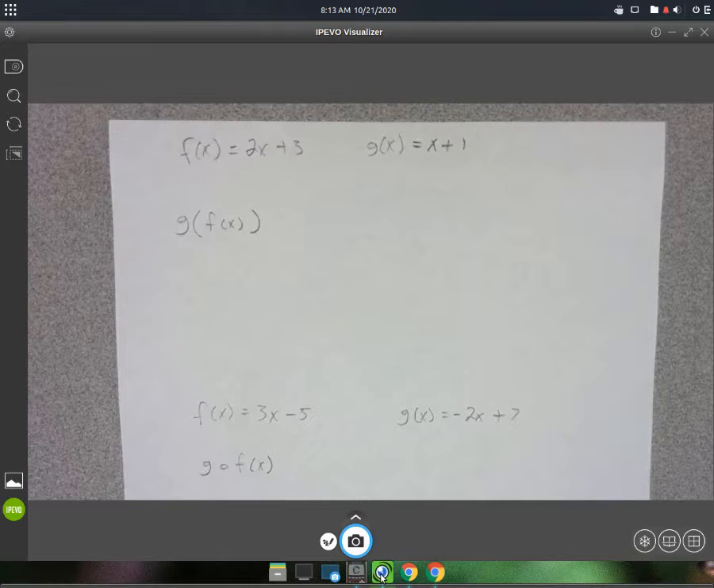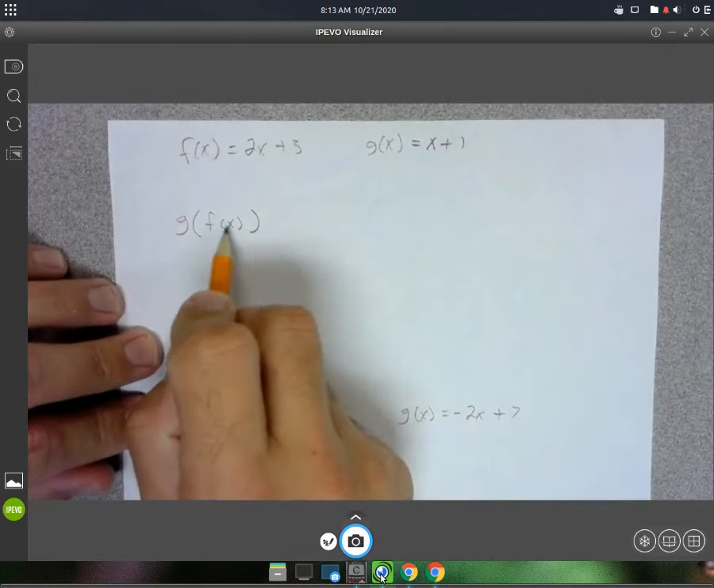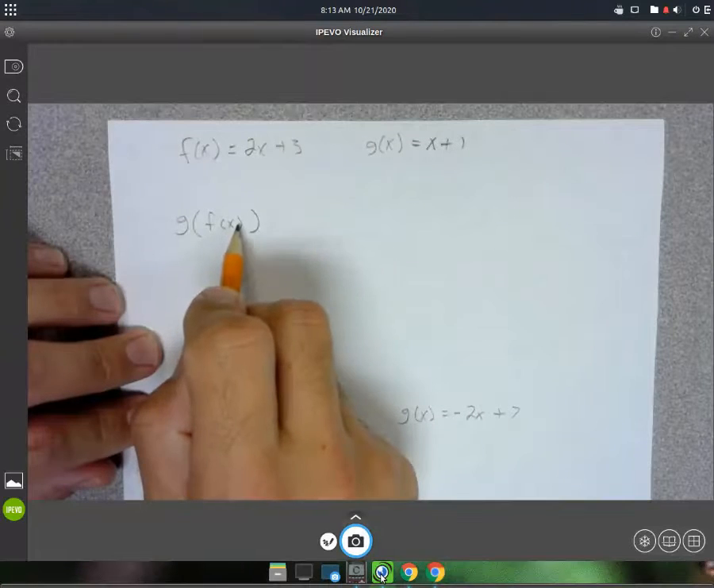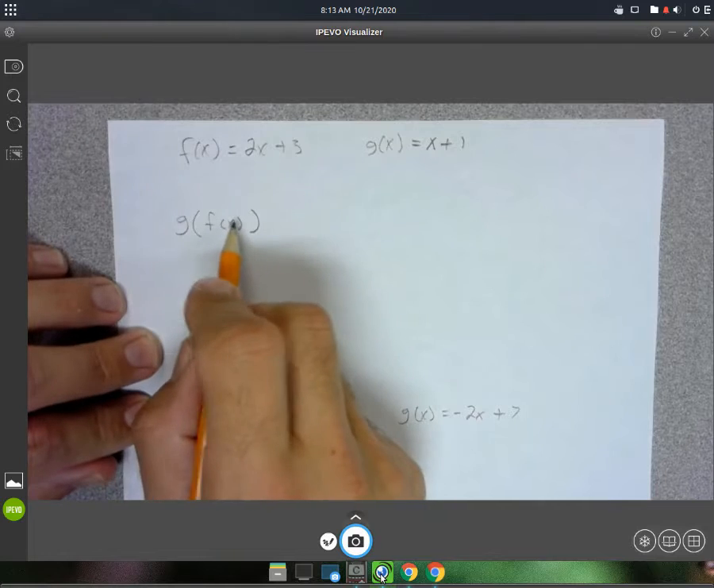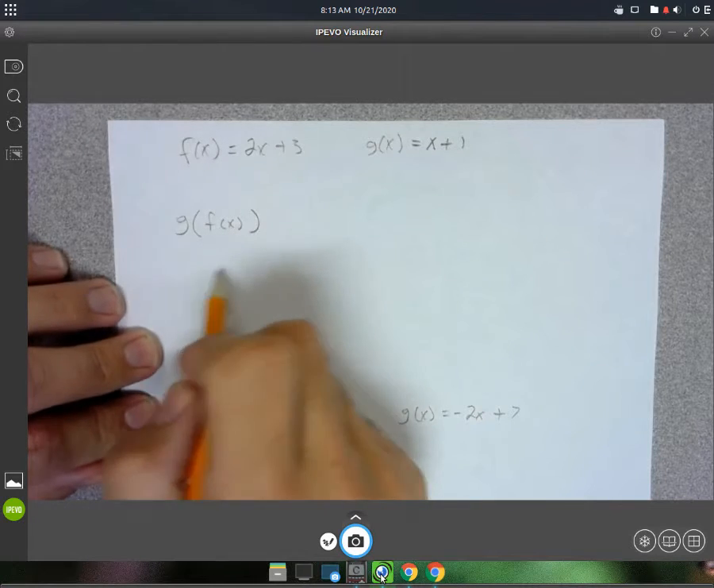All right, so this time we're still doing function composition, where we take something from one function and plug it into another function. But instead of plugging in a number, we're going to leave it in terms of x, all right? So we're actually going to take a function and plug it in for another function.